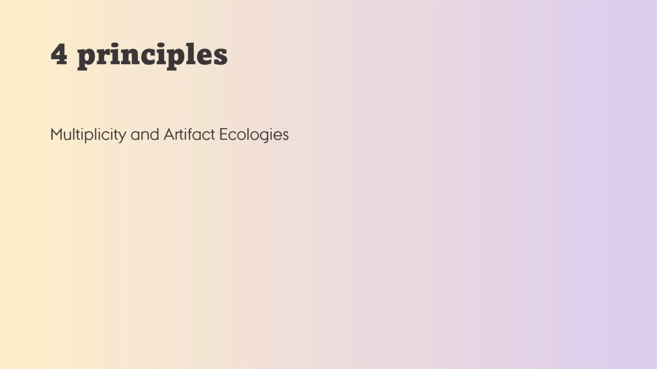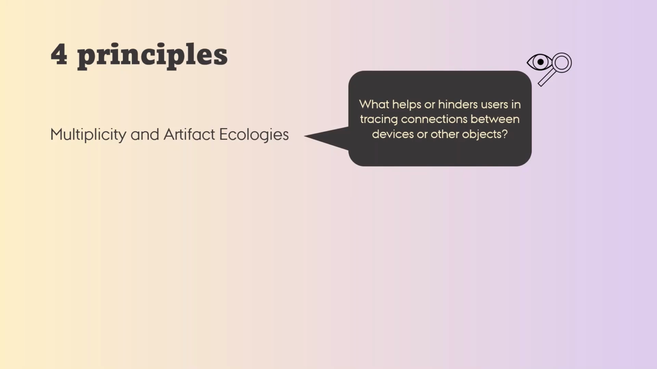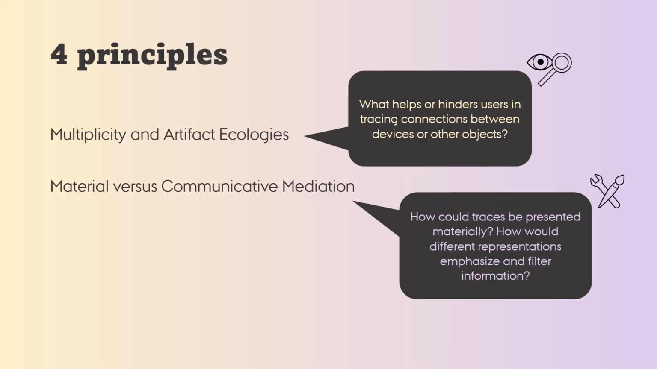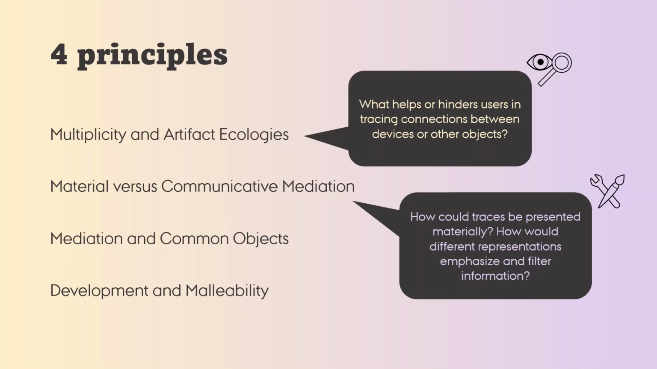And one of the analytical questions we might ask of this principle is: what helps or hinders users in tracing connections between devices or other objects? Another principle regards material and communicative mediation. Constructive questions for this include: how could traces be presented materially? And how would different representations emphasize and filter information? The two other principles and the rest of the questions we developed are presented in the paper along with concrete examples of current and potential scenarios.